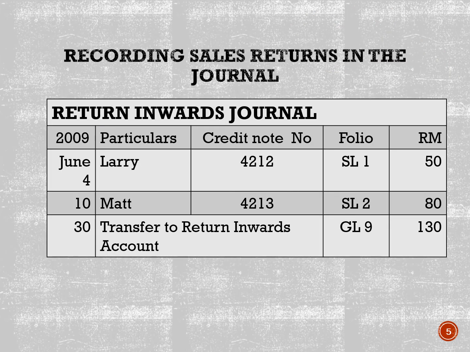Okay, so the next is return inward. Maksud dia pulangan jualan. So, orang yang terlibat adalah Larry and Matt. So, amount RM50 and RM80 and at last 130 nak tutup account, kita akan transfer dia dekat return inward account sebanyak the total of 50 plus 80. So, kita akan letak dia dalam general ledger.